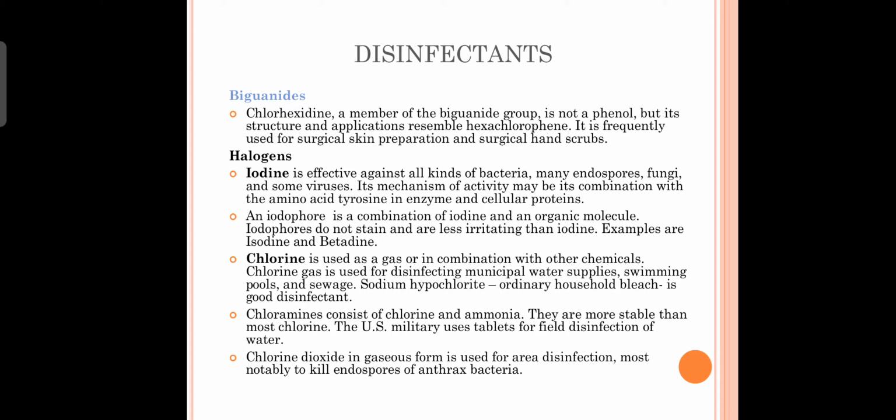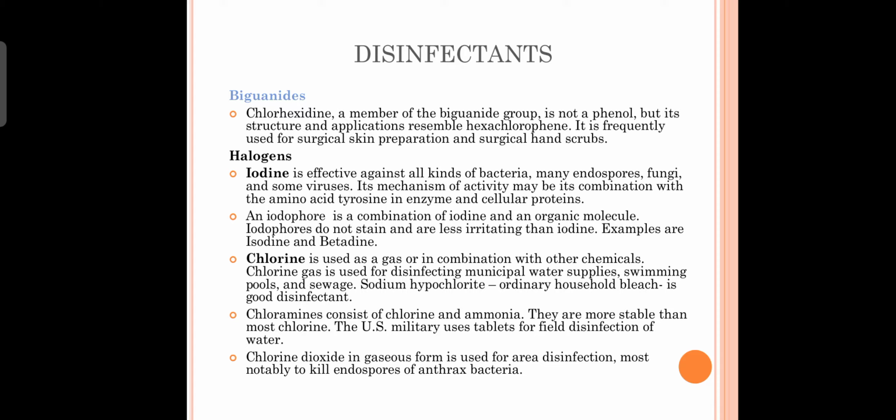Next one is chlorine, used as a gas or in combination with other chemicals. This chlorine gas is used for disinfecting municipal water supplies, swimming pools, and sewage. Maybe you have heard that in a swimming pool or any amusement park, they use chlorine water to make the water disinfected, or in any pipeline, like the municipal water supply pipe.